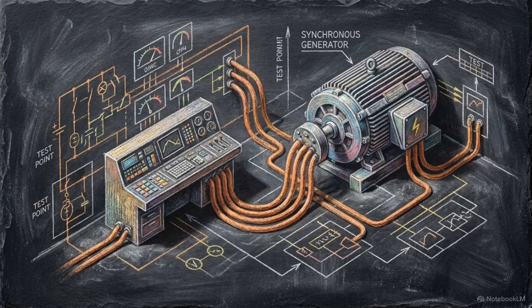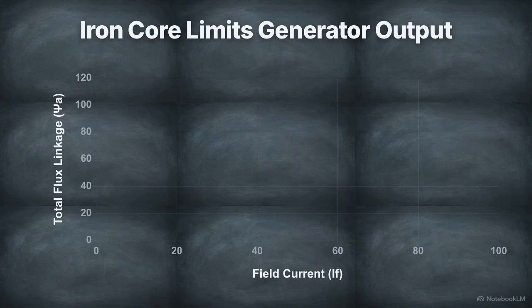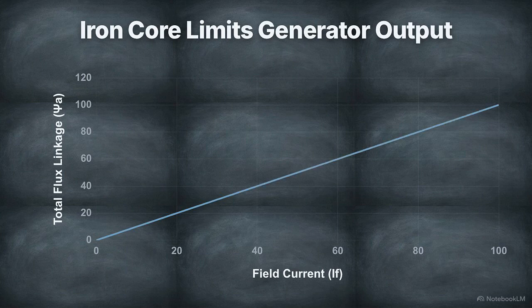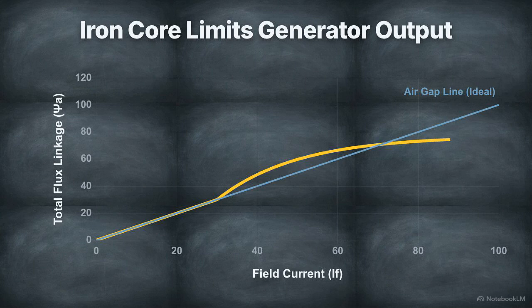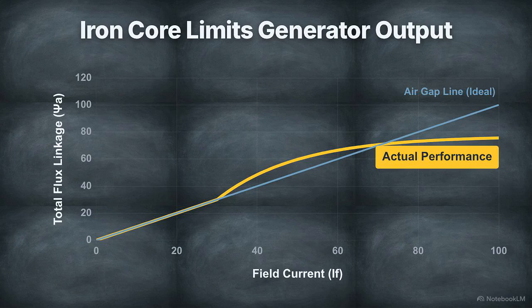Manufacturers use an open-circuit characteristic test to empirically measure this threshold. If the generator never saturated, the test results would plot as a continuous straight line. This linear path is known as the air gap line. The actual test data shows a divergence. As field current increases, the curve flattens. The real machine's performance deviates from the ideal line as the iron core reaches its limits.